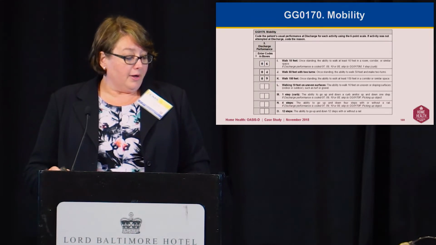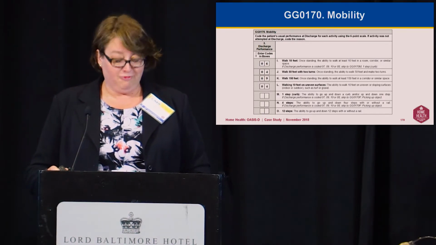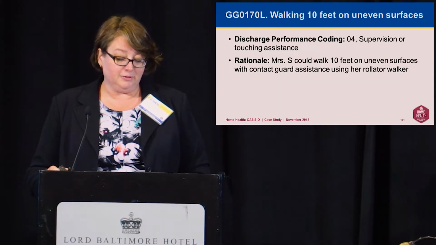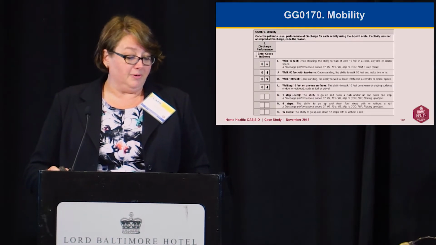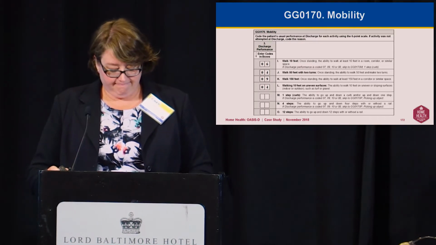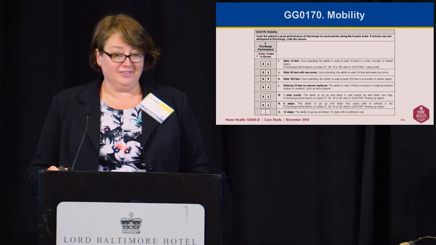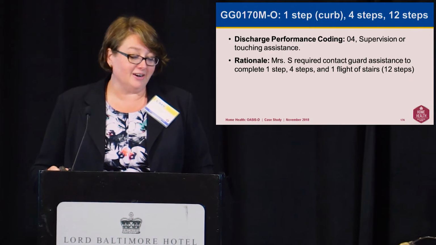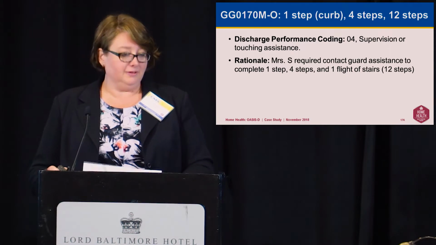Okay, so looking at L, walking 10 feet on uneven surfaces. 04, good, good. And the rationale, she could walk 10 feet on uneven surfaces with contact guard assistance using her rollator walker. Now let's look at those steps, right? We have M 1 step, N 4 steps, O 12 steps, right? So we got 04, 04, 04, good, good, good. And again, Mrs. S required contact guard assistance to complete the 1 step, 4 steps, and 1 flight of stairs.